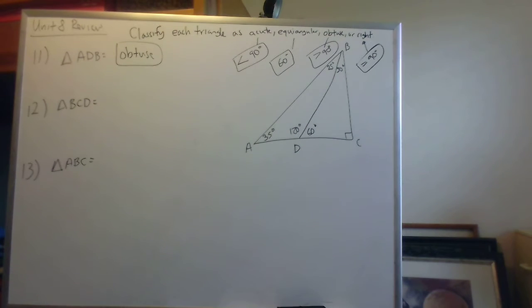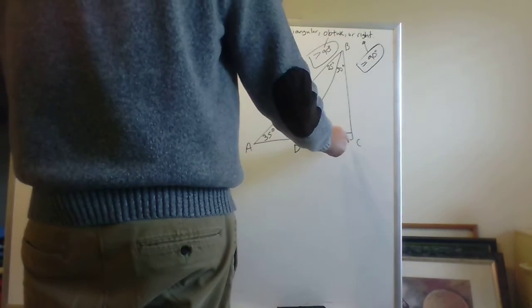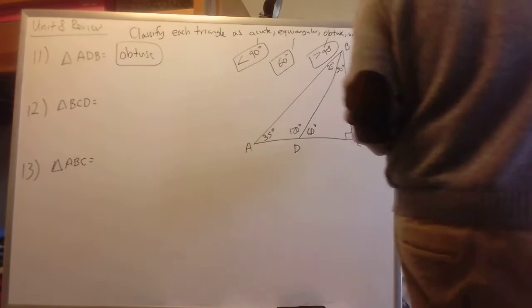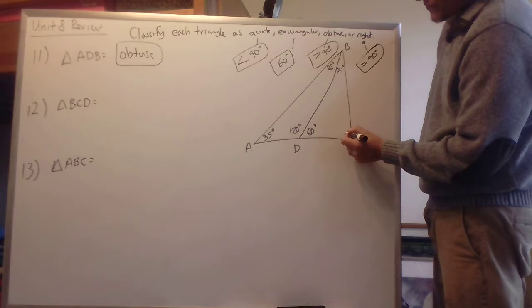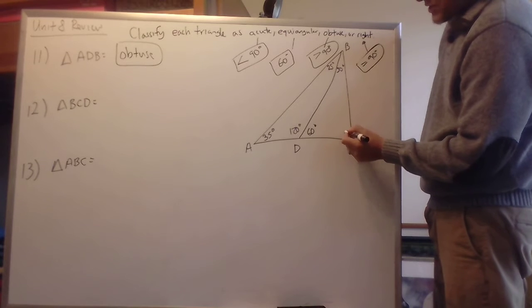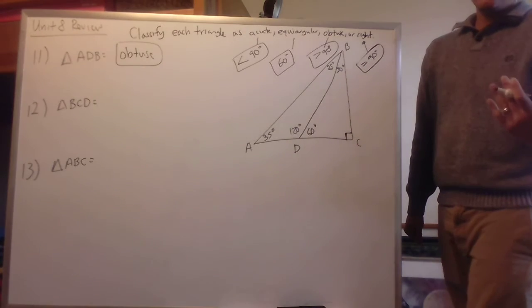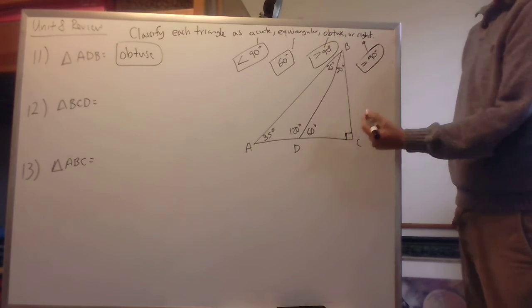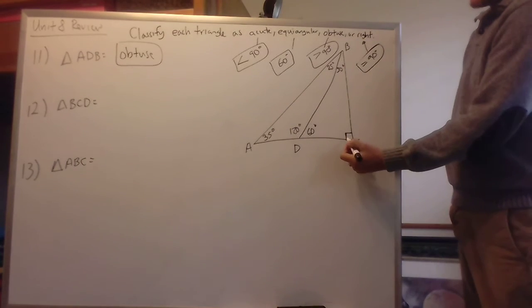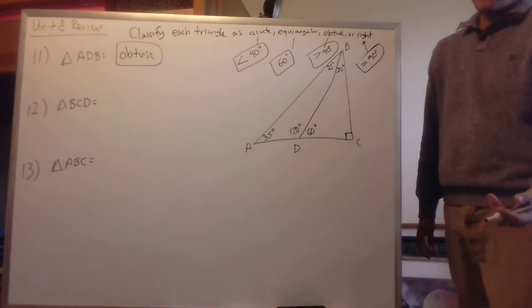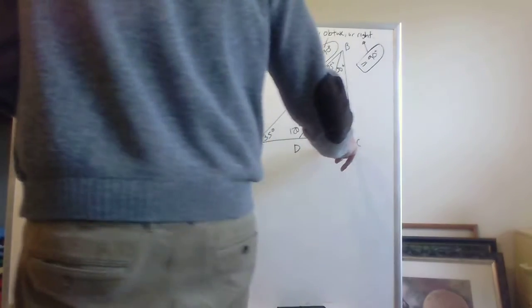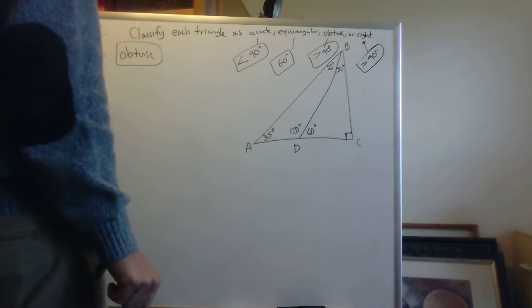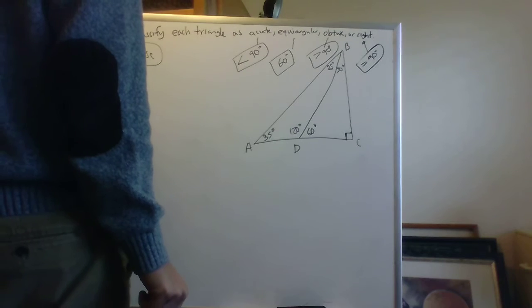Okay, so now we're going to look at triangle BCD. The first thing I want you to notice is this little symbol right here. As we've discussed many times in the classroom, this symbol is a right angle symbol. Whenever you see this little square in a corner of a triangle, it means that it's a 90-degree angle. So since we have a 90-degree angle right there, that's going to be a right triangle.